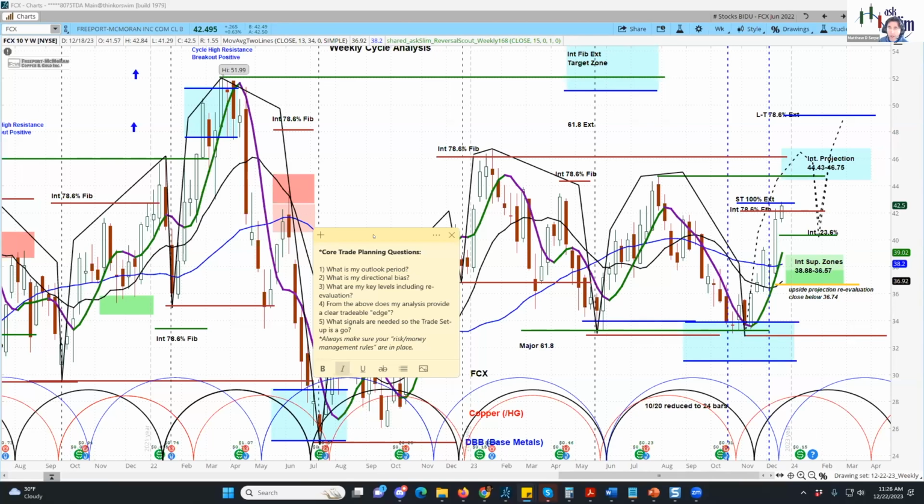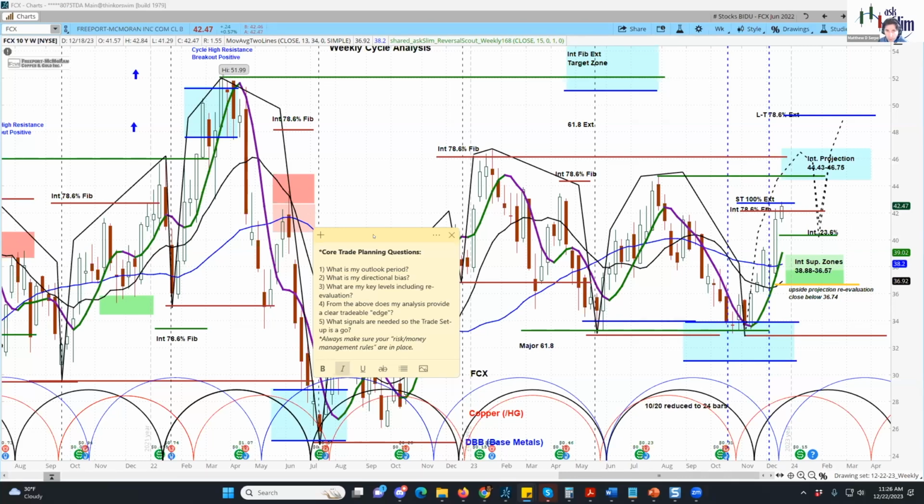Once we identified our outlook period, you really want to match that up to the analysis that you're doing on your charts. So in this case, we're looking at weekly and daily charts, and I'll even go into the 2-hour to show some information around that. What is my directional bias? Obviously, if you're going to position your trade, you need to understand what your directional bias is as you do your planning. And my directional bias on FCX is bullish, and I'm going to step through that here in just a second.